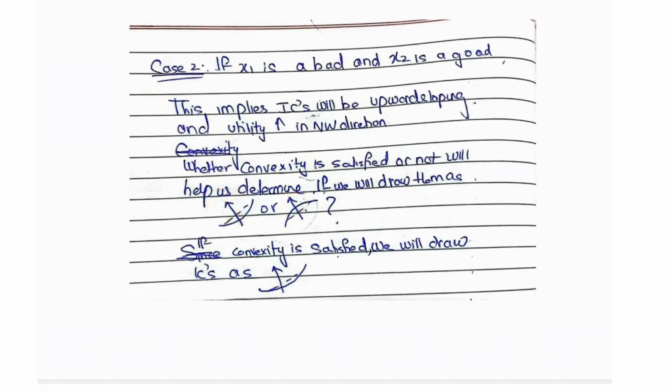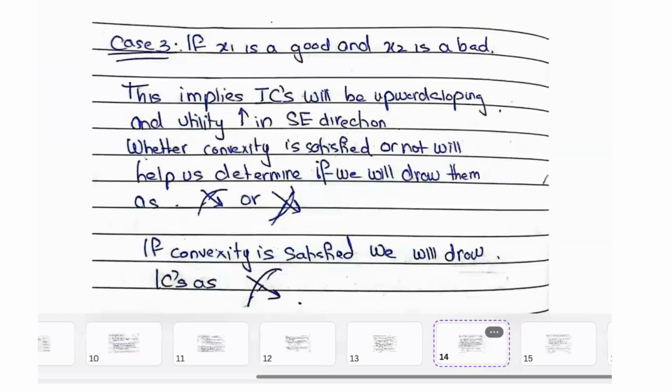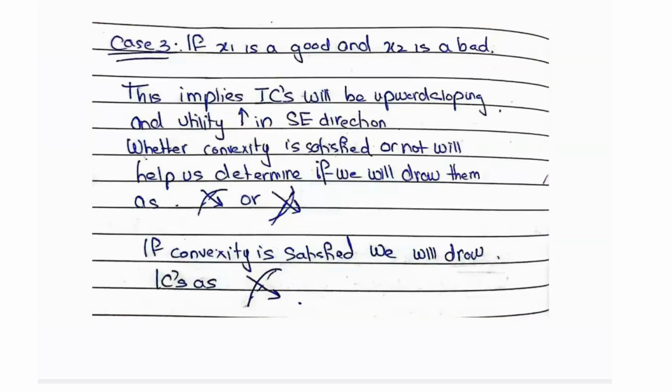Now, if we look at case 3, case 3 is that now x1 is a good and x2 is a bad. Again, based upon what we looked at in the monotonicity part, this will imply ICs will be upward sloping and utility increases in the southeast direction. Right, so this is something that we know based upon whether commodities are goods or bads, whether the IC slopes upwards or downwards, and what is the direction of increasing utility.